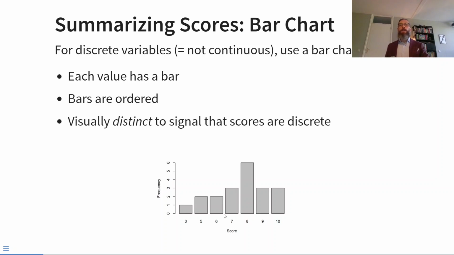In a bar chart, it is conventional to keep a little distance, a spacing between each of the bars. And this is done to visually communicate that the scores are discrete so that there is no continuous movement from a 3 to a 5, for example, but that those are two discrete different values.